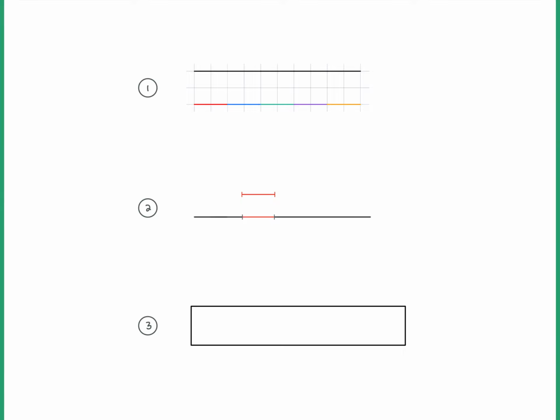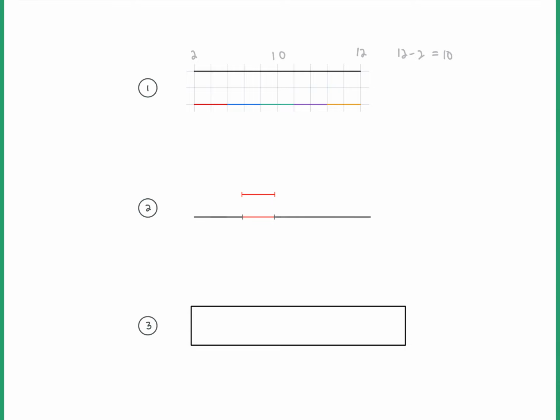So the first one is the idea that, let's say, whatever this length is, this starts at 2 up here and goes until 12. That means this whole length is 12 minus 2, which is 10. So the length of this would be 10.